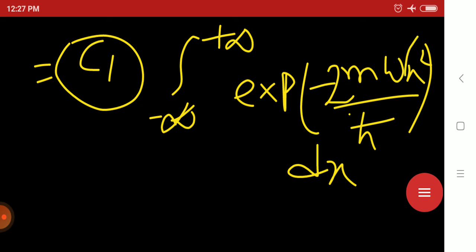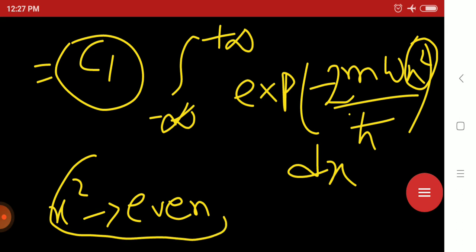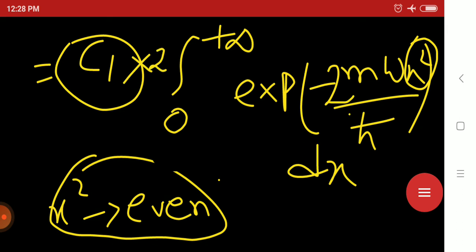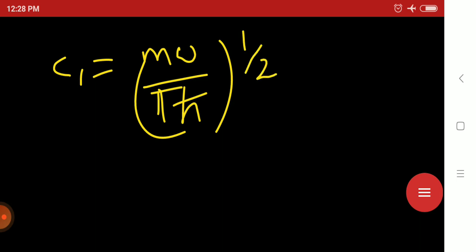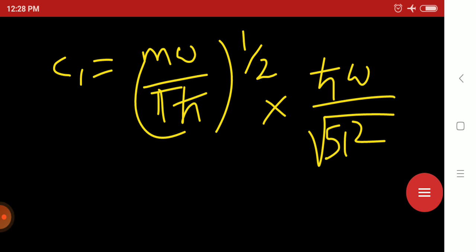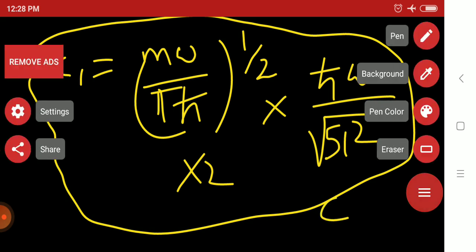See here, x square is here. X square is what? X square is an even function. Even function means what? Even function means you can change the integration limit in such a way that it will be 0 to infinity, multiplied by the term 2 into 0 to infinity. So what we are getting, that constant term is what? Constant term C1 or C whatever is (m omega by pi h cut) whole to the power 1 by 4, whole square, both will give 1 by 2 into h cut omega by root 512. We will calculate it separately, okay? And the 2 was there also, because we have changed the integration limit. So take it as another constant term C.